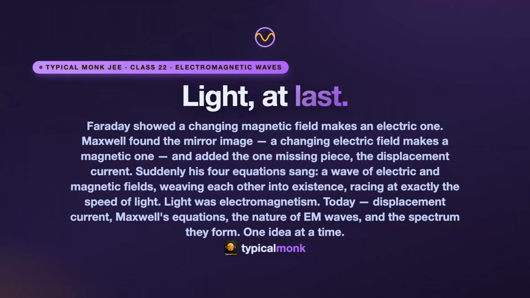Faraday showed that a changing magnetic field makes an electric one. Maxwell found the mirror image. A changing electric field makes a magnetic one, and added the one missing piece, the displacement current. Suddenly, his four equations sang, a wave of electric and magnetic fields weaving each other into existence, racing at exactly the speed of light. Light was electromagnetism.